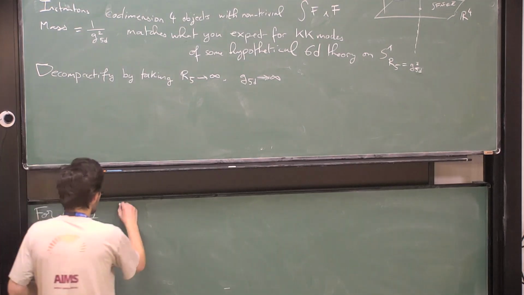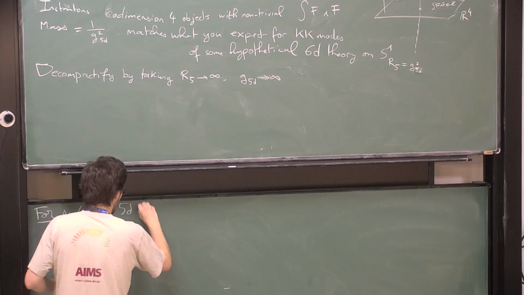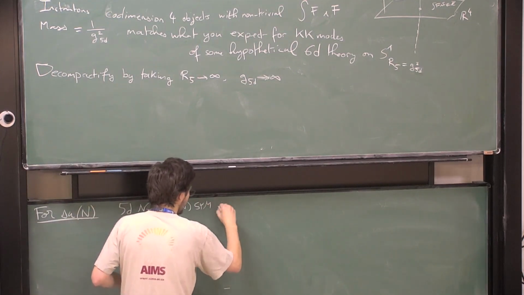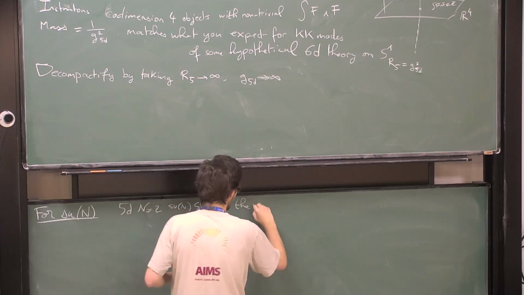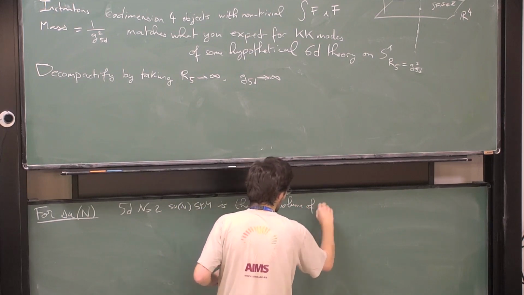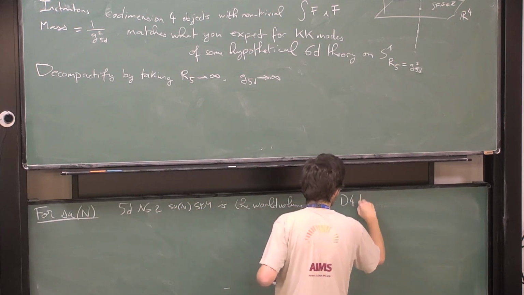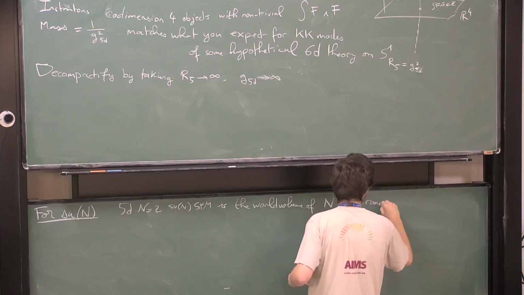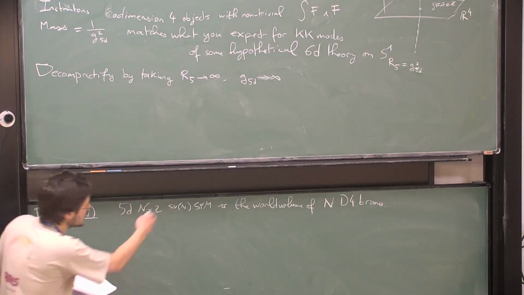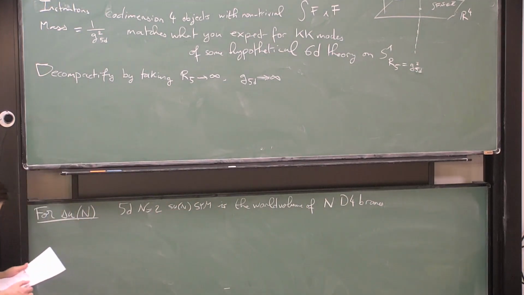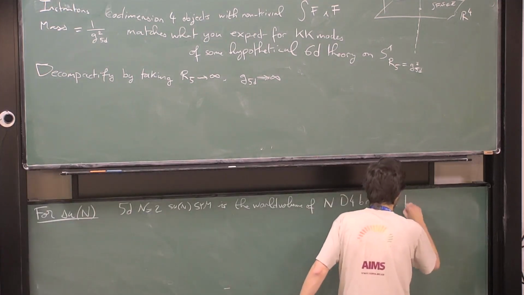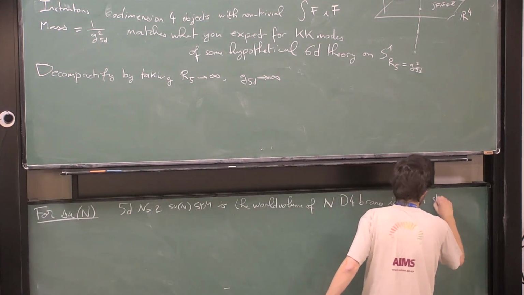What you can do is to look at the 5D N=2 SU(N) Yang-Mills. It's known that it's the worldvolume theory of N parallel D4 branes. These are 5-dimensional objects in string theory. Modulo the center of mass, which I'm not going to care about at this point. And we know this is in type IIA strings.